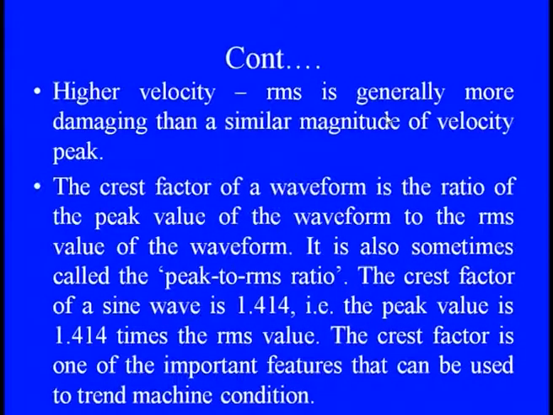So, again we can go to the various factors related to the waveform, such as the crest factor. The crest factor of a waveform is the relation between the peak value of the waveform and the RMS value, and sometimes we call it the peak to RMS ratio or crest ratio. The crest factor of a sine wave is generally 1.414, the square root of 2, so the peak value is 1.414 times the RMS value. The crest factor is an important feature that can be used to track machine condition straightaway, because it relates the RMS and the peak value.